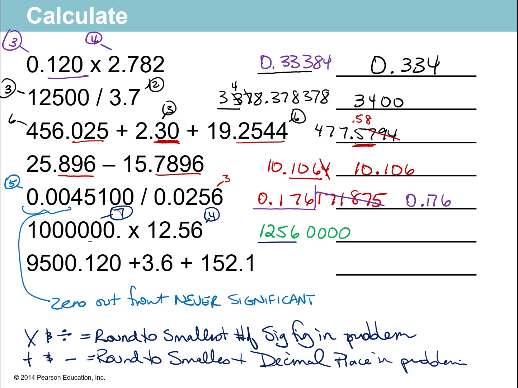So in this one, like 9,500.12 plus 3.6 plus 152.1. So I got 9655.82. That's just doing the math. But what would I round that to? You round that.